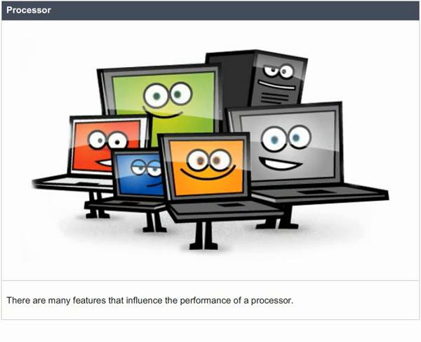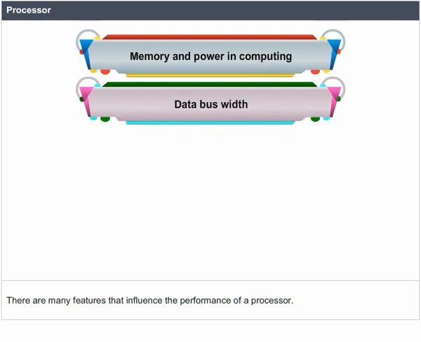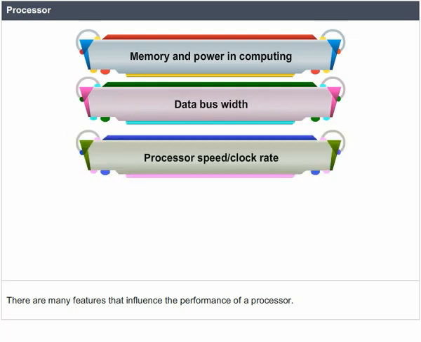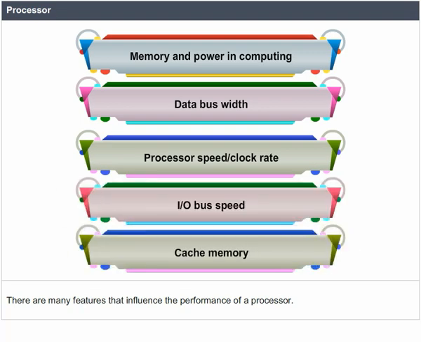There are many features that influence the performance of a processor: memory and power in computing, data bus width, processor speed, clock rate, I/O bus speed, cache memory.